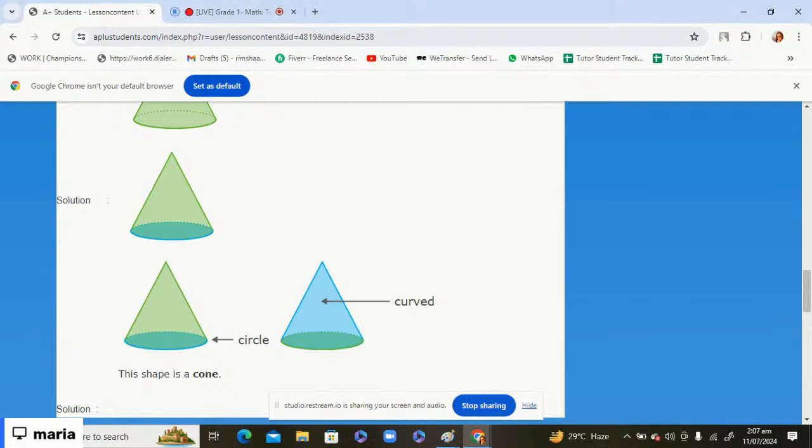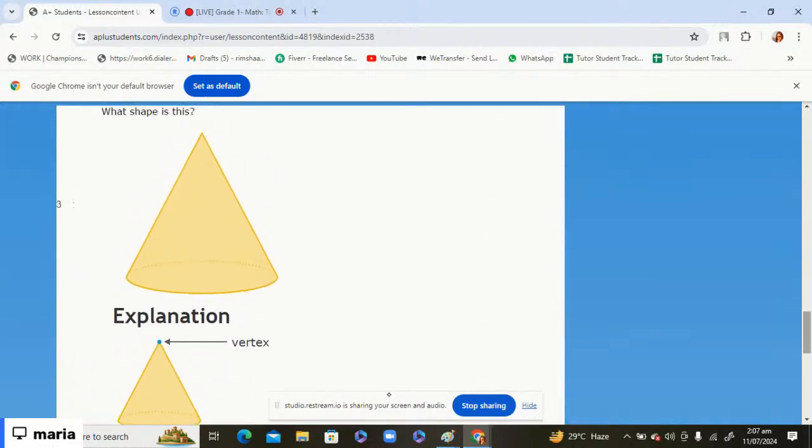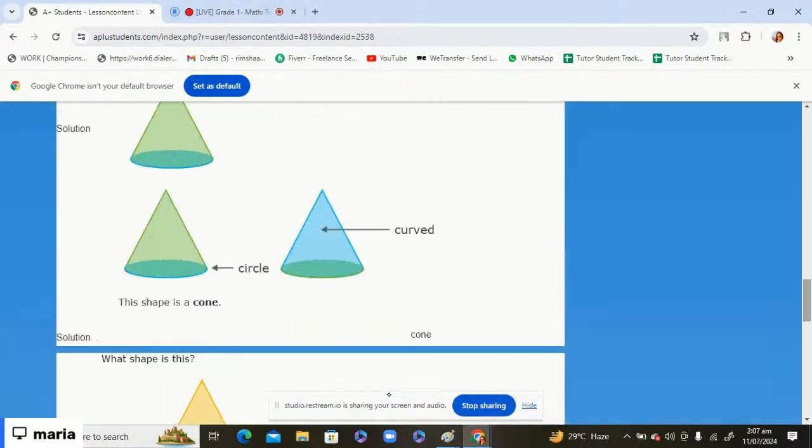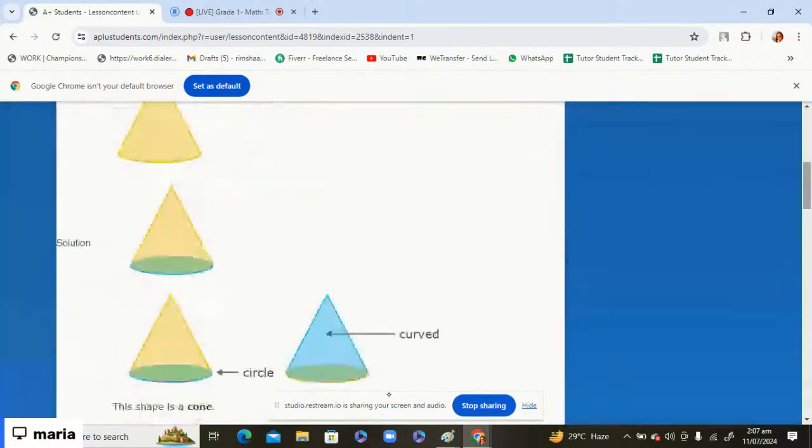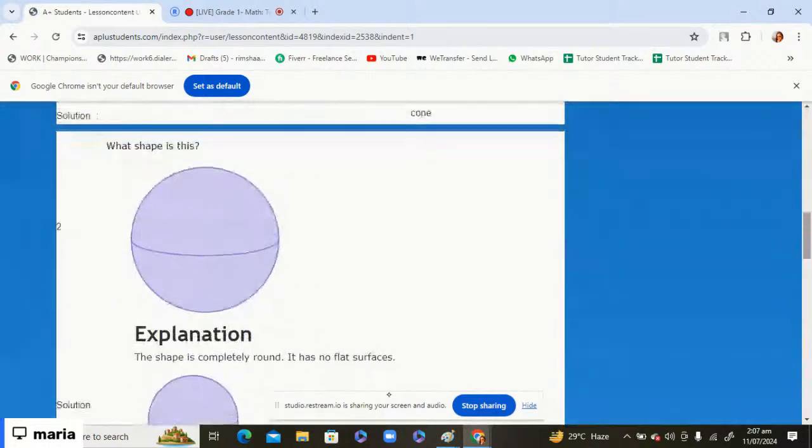Understand? Firstly we discuss what is cube shape, and then we discuss the cone. Now let's do the next. What is this shape? It's again the cone. Okay, now here look at here, this is a shape.